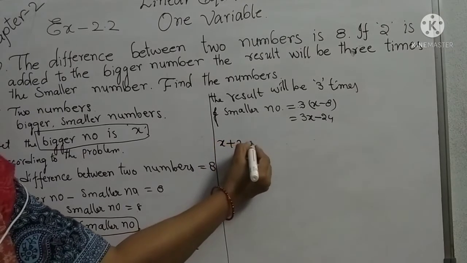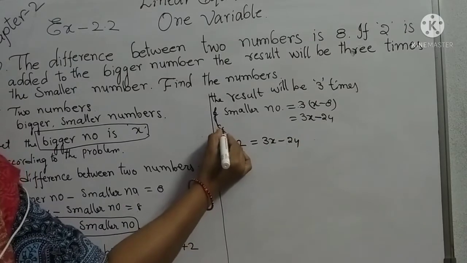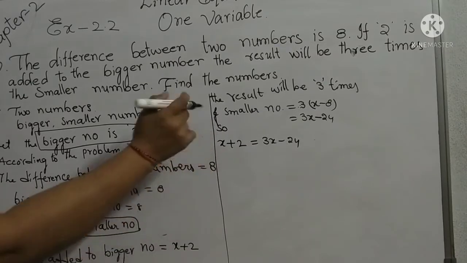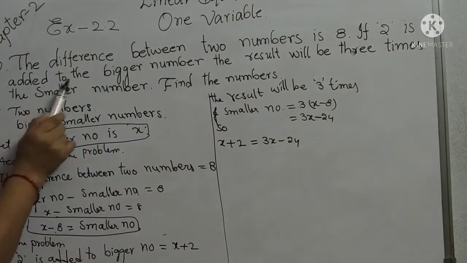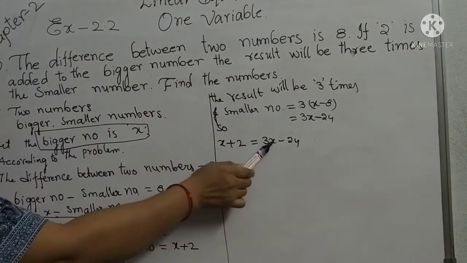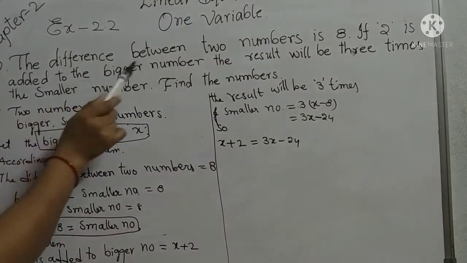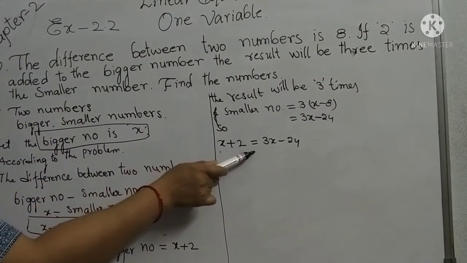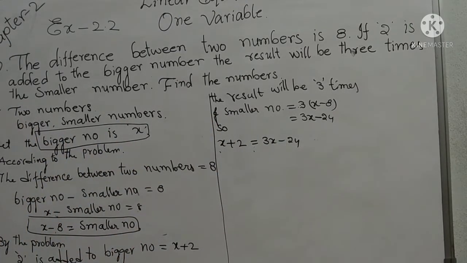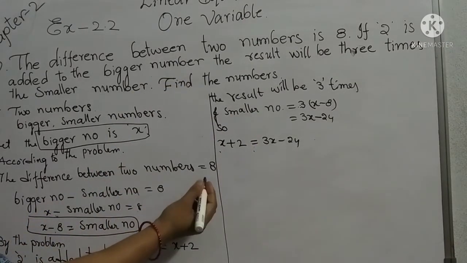x plus 2 is equal to 3x minus 24. So here observe that if 2 is added to the bigger number, the result will be 3 times the smaller number according to the problem. Understand that? So x plus 2 is equal to 3x minus 24.